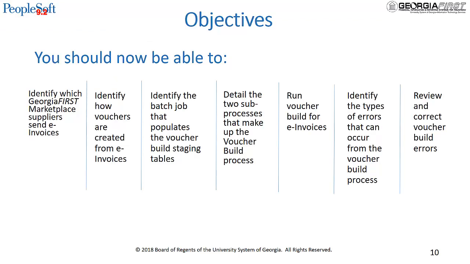You should now be able to identify which Georgia First Marketplace suppliers send e-invoices, identify how vouchers are created from e-invoices, identify the batch job that populates the voucher build staging tables, detail the 2 sub-processes that make up the voucher build process, run voucher build for e-invoices, identify the types of errors that can occur from the voucher build process, and review and correct voucher build errors.